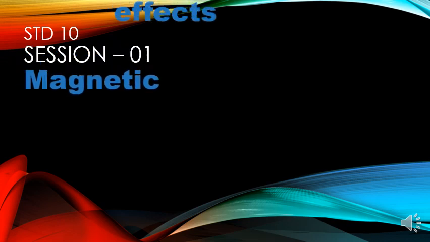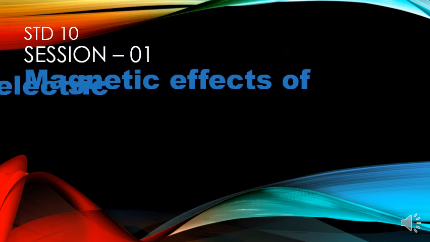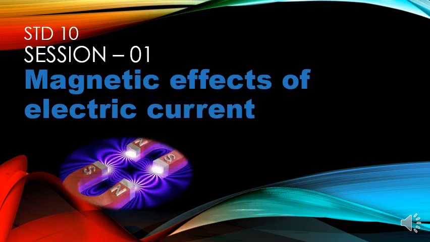You are going to learn a new chapter now. We completed electricity, isn't it, in your physics? Now it is the second chapter in physics and the chapter's name is Magnetic Effects of Electric Current, and this is going to be your session 1.